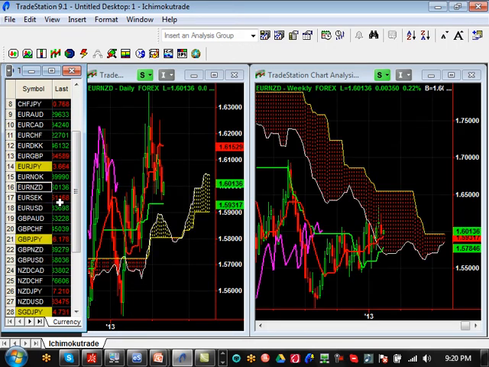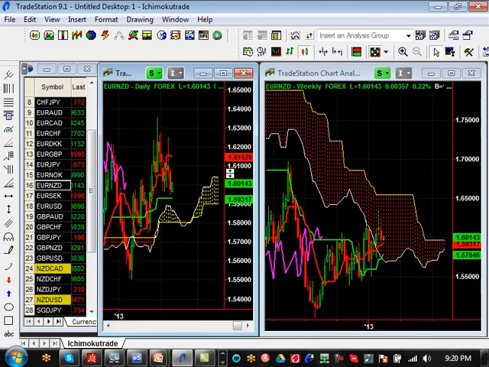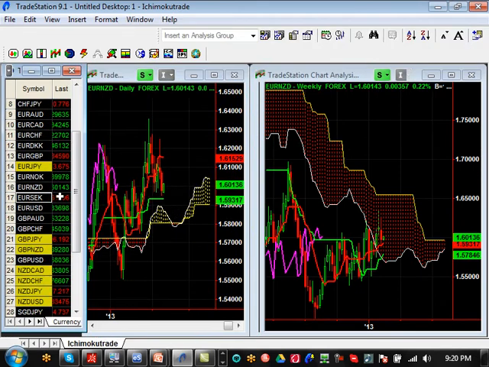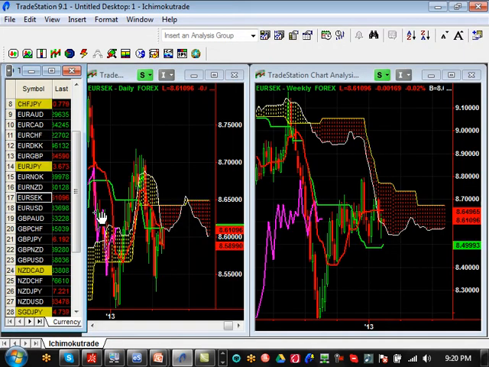Euro New Zealand, really not doing anything at all, just in the cloud. Support level is going to be about 59.31. Resistance level on this one's going to be roughly about 64.00. Euro SEK, really not doing anything at all. Resistance level is going to be about 80.00. Support level is going to be about 50.00.